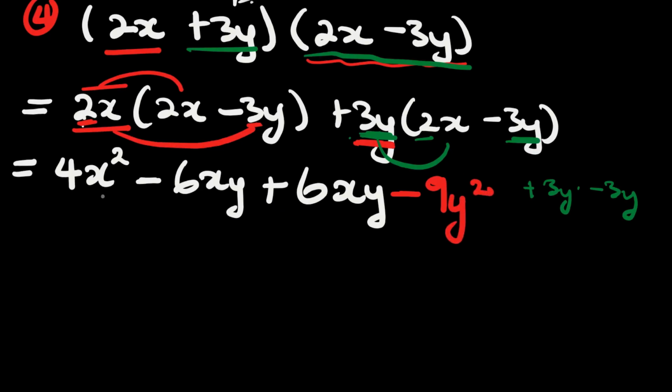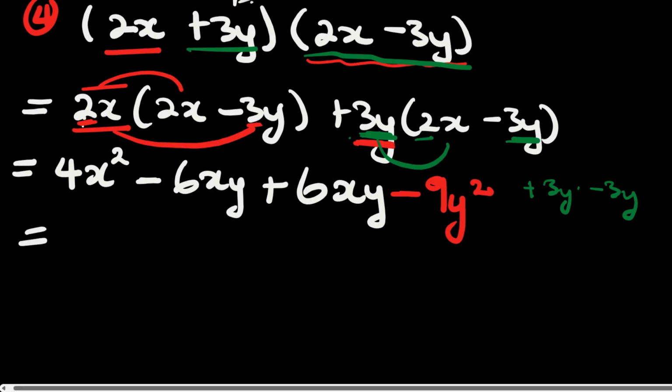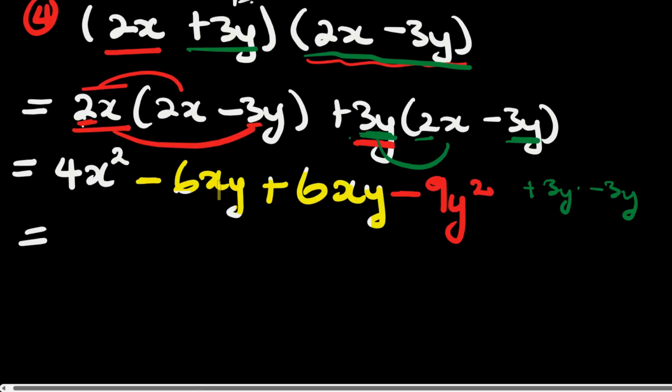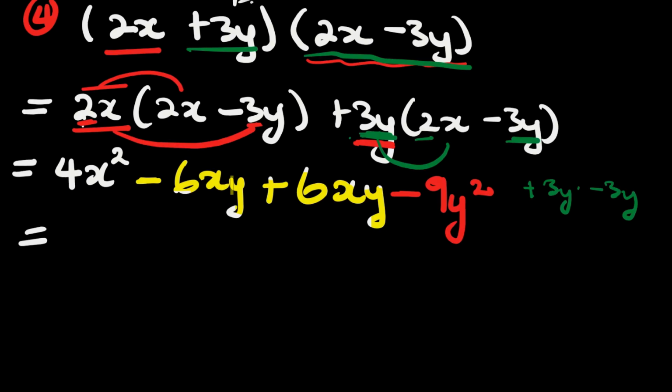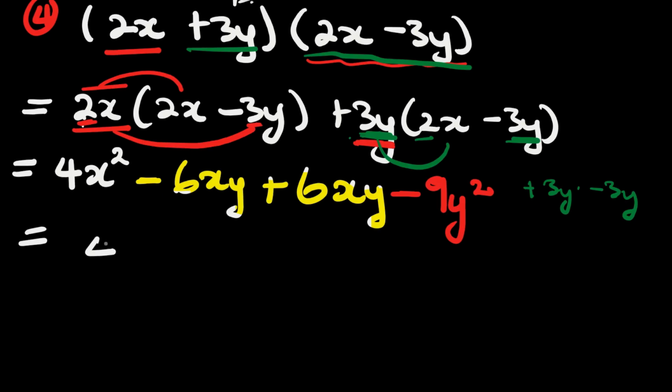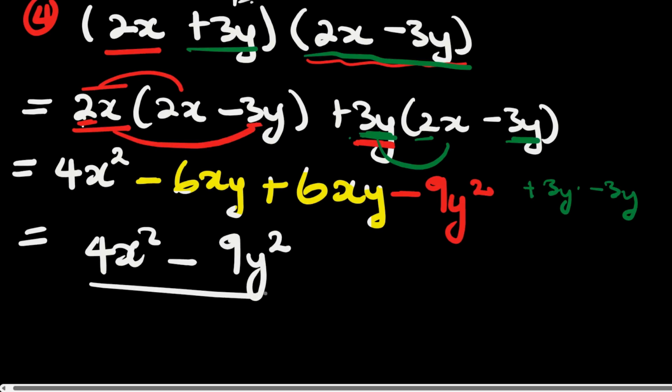And yet we're not done. Here are like terms. So it's a minus 6xy plus 6xy. So what do we get? We get a 0. So our answer will be 4x squared minus 9y squared. And this is our final answer.